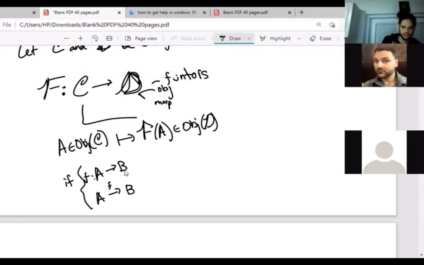You see how these two are the same thing? Look, it's the same information. One is a function from A to B. It's just a different notation for writing a function from A to B, or a map from A to B.